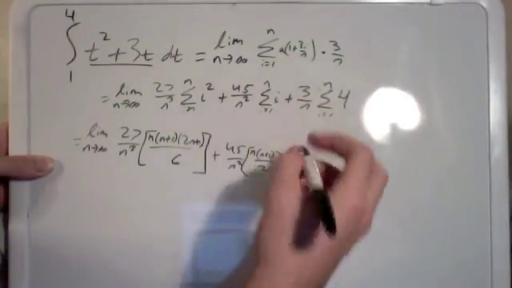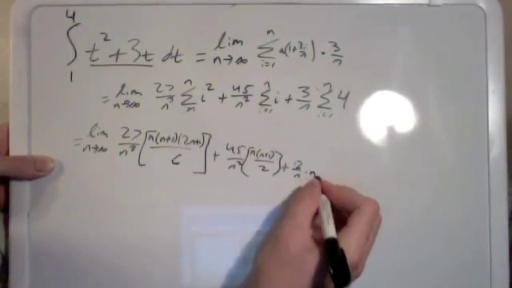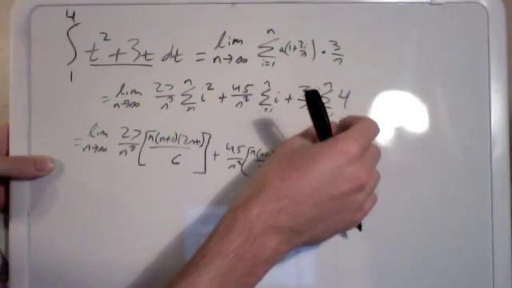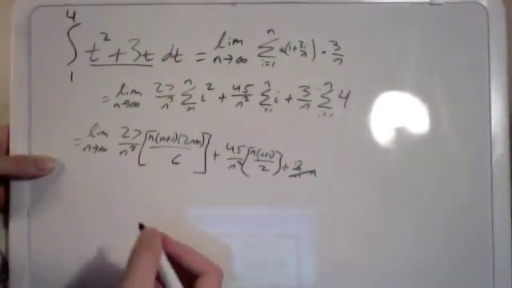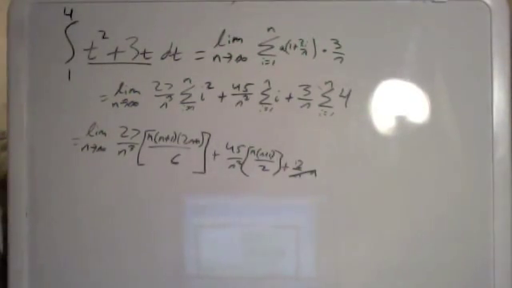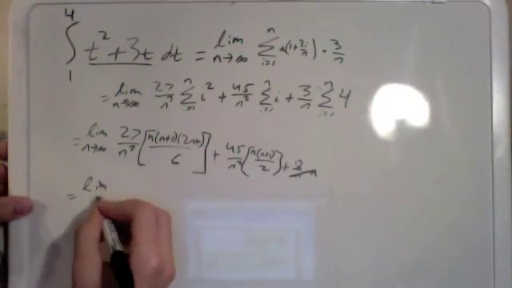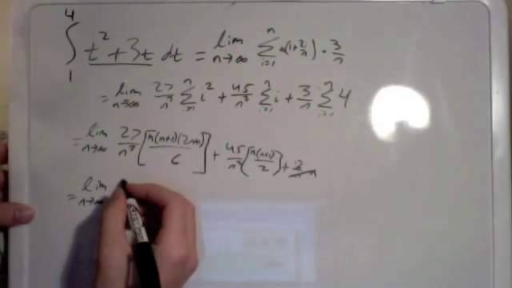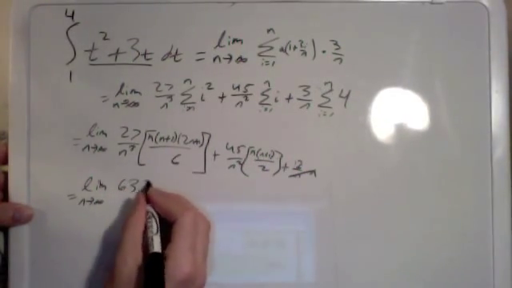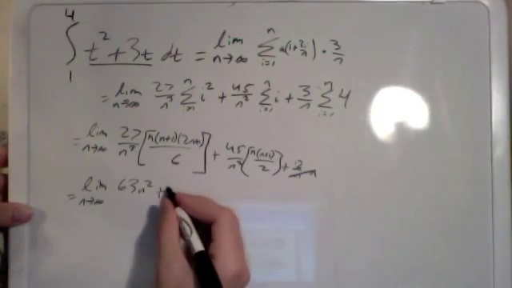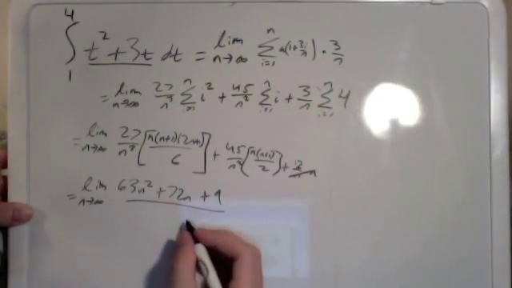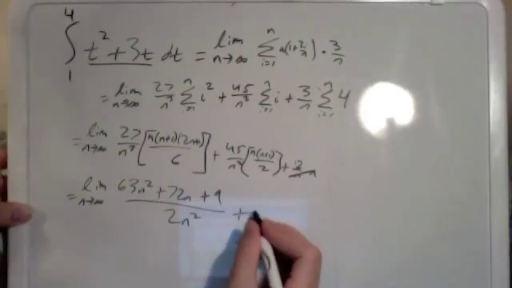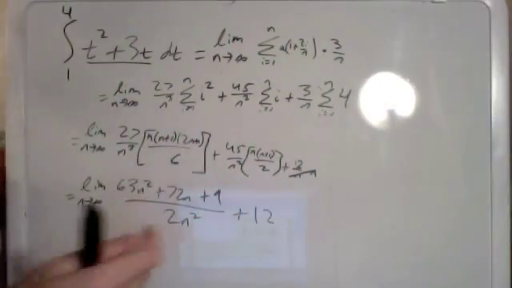And then we're going to have 12 over n times n, because the sum of 4 is going to be 4 times n. So these cancel out, and that's just 12. And now we're going to multiply all this out. And what you end up getting is the limit as n approaches infinity of 63 n squared plus 72n plus 9 over 2n squared. When you multiply all this out, that's what you get.